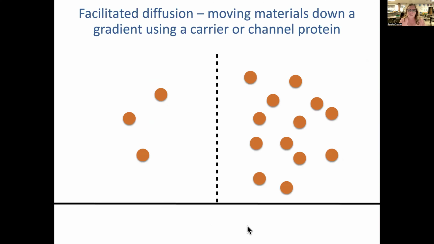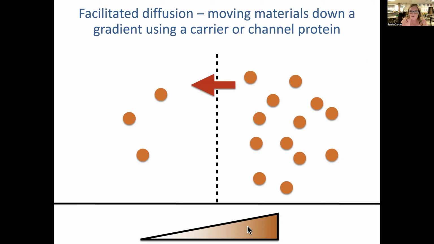So if we're looking at facilitated diffusion, it still works down the concentration gradient from the high to the low, and it's still going through the membrane, except now it's getting help through the carrier or the channel protein. So it's going to move from the high concentration through that channel protein one at a time until they're balanced out, until they are in equilibrium.